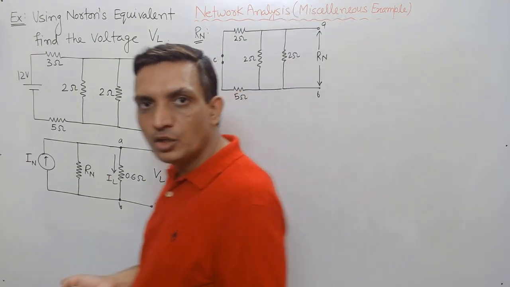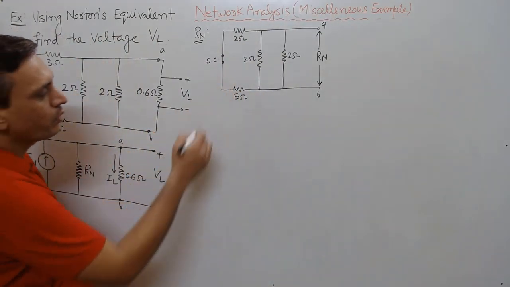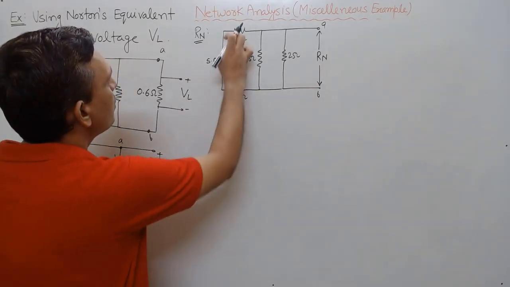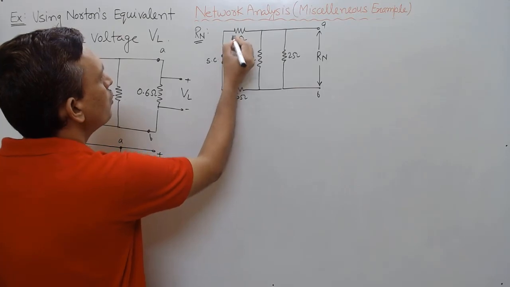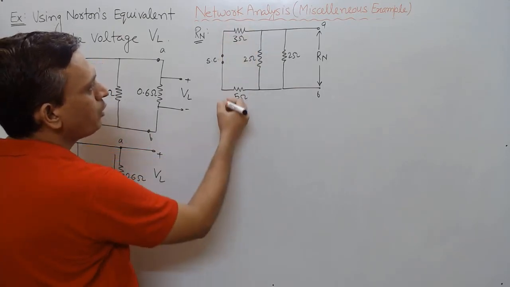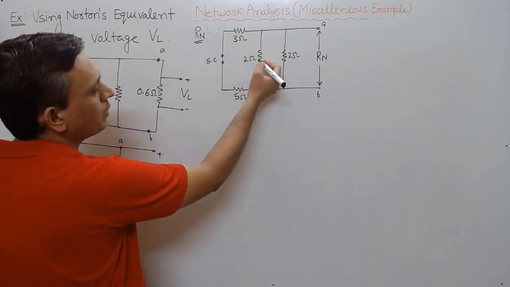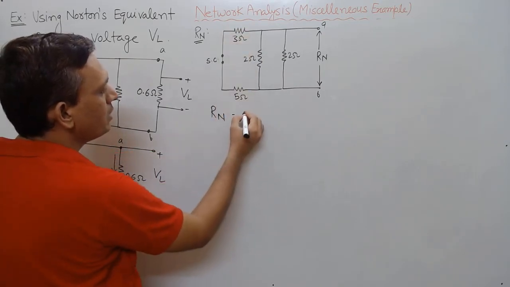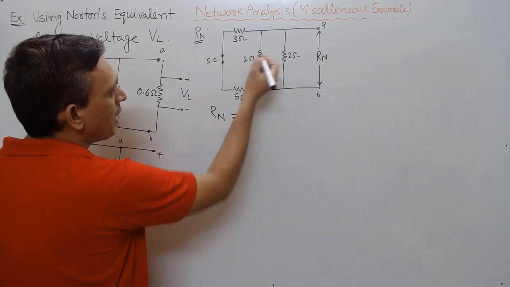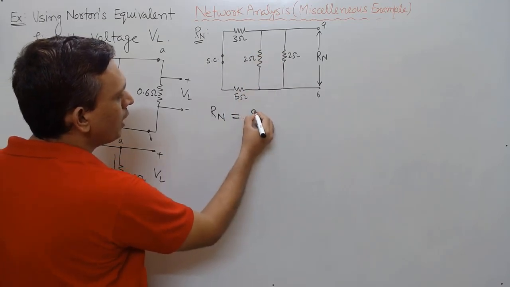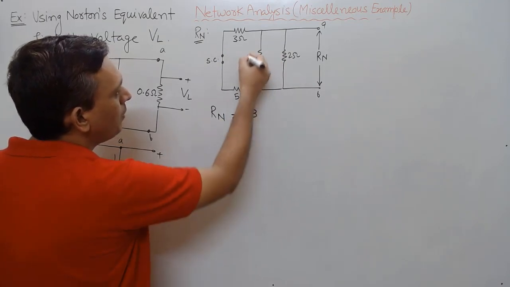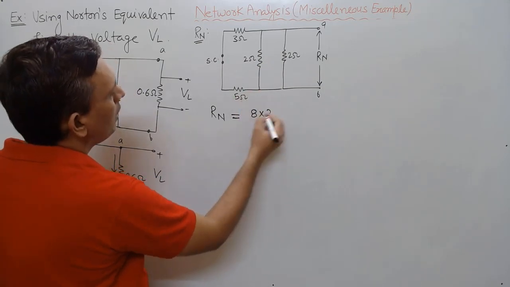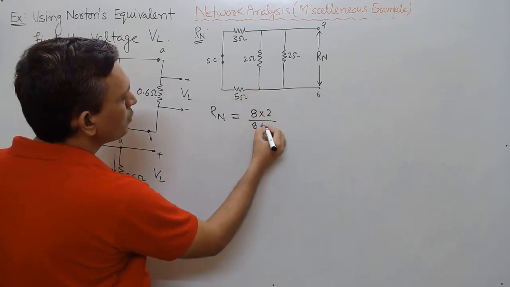You can easily find the equivalent from this circuit. As you can see, these two are in series. This is 3 ohm, not 2 ohm. This will be 3 ohm. So 5 plus 3 is 8 ohm, that is in parallel with 2. So Rn is given by 5 plus 3 is 8, parallel combination with 2. So you have 8 parallel with 2, which gives 8 into 2 by 8 plus 2.